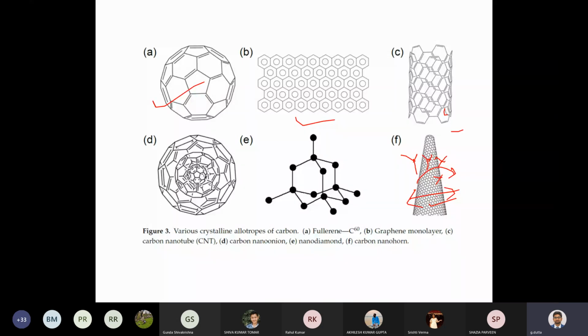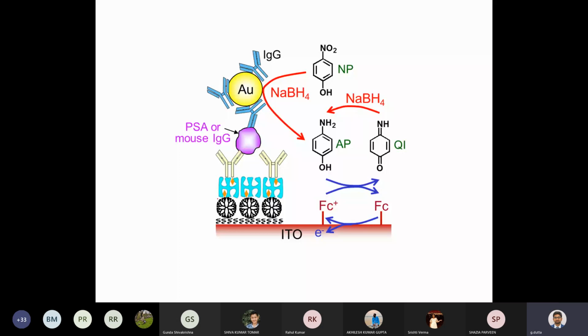So here actually now come to a real example of the biosensor. This is one real example. You can see AU means this is the gold nanoparticle. So this nanoparticle actually, you can use the gold nanoparticle on the surface.